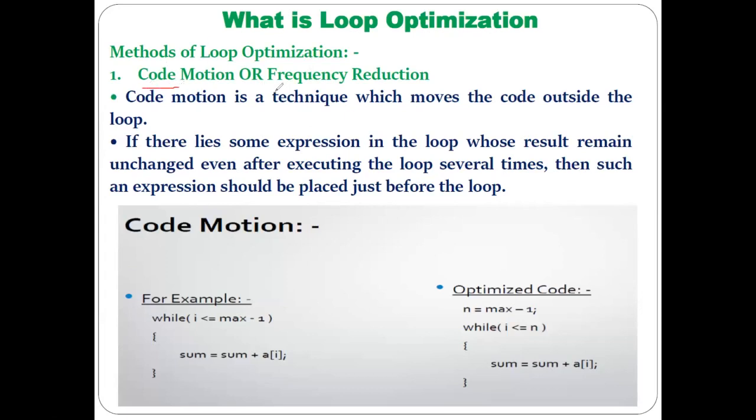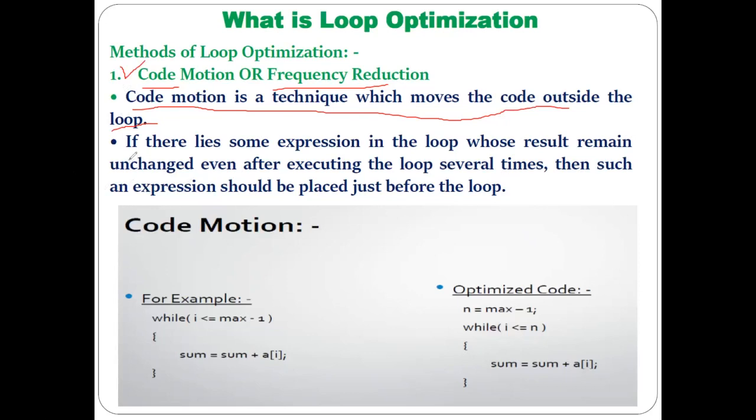As you see, the first technique is code motion, or frequency reduction. What exactly is this technique? I will read it, then we will apply it to the example. Code motion is a technique in which we move the code outside the loop. That is the reason this is named code motion.